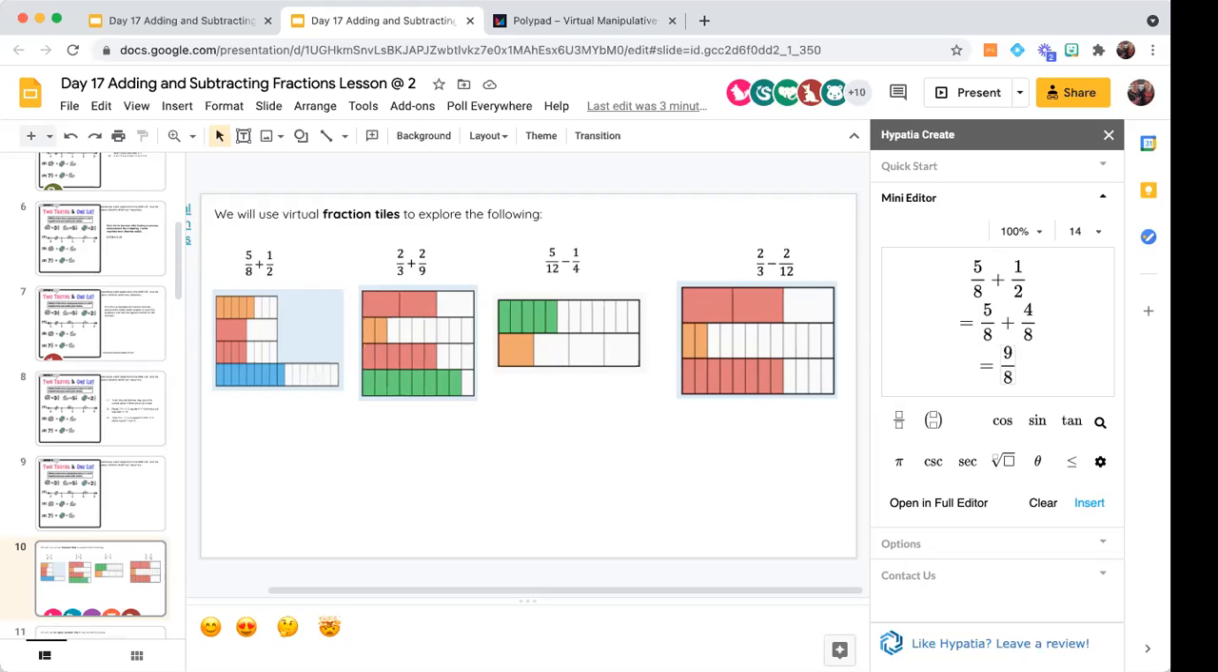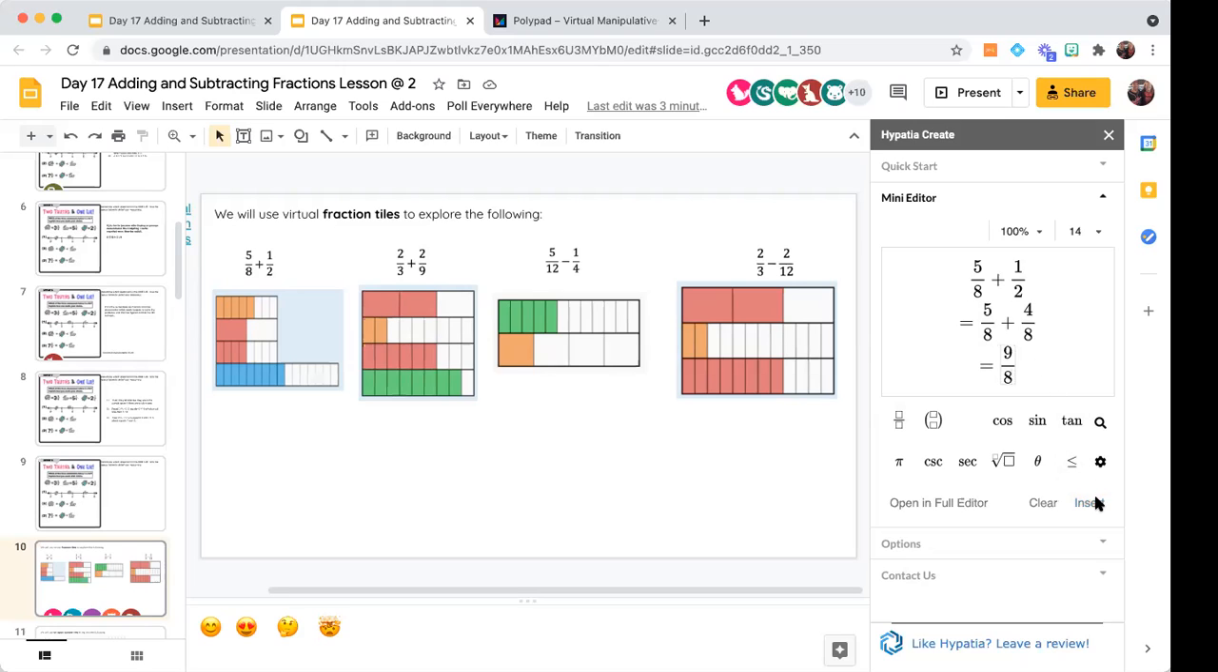One of the very common misconceptions when we add fractions is that students like to add the denominators together. The denominator simply tells us what unit we're working in, what size fraction do we have. So that's why 5/8 plus 4/8 is 9/8 and not 9/16, right? Because our size is eighths, not sixteenths.